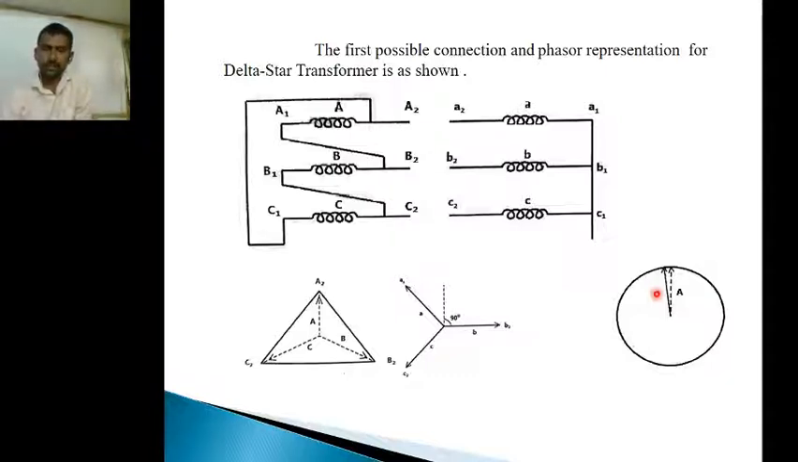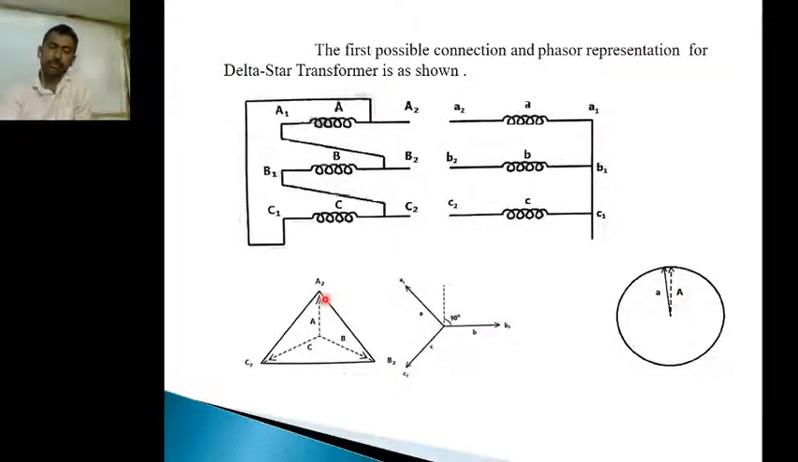360 by 12, that means 30 degrees each. So here the number we have is 11, and another point is at 12. So this represents the 12 o'clock representation. So that's why the delta star connection with the same phase can be given as Dy 12 o'clock, capital D, small y, 12 o'clock.